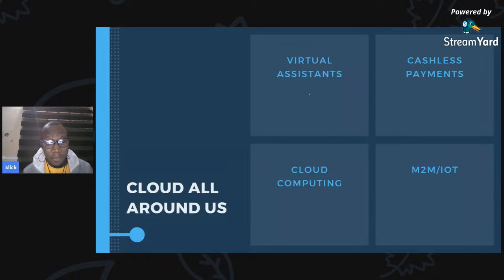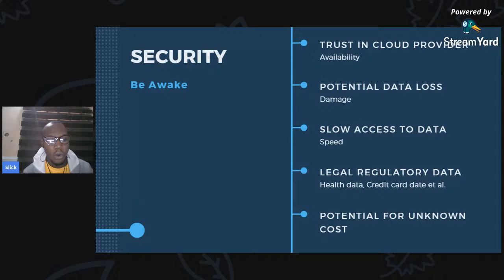So we have cashless payments, we have cloud computing itself, and we have IoT with machine learning and cloud computing, which makes it amazing. Our data is understanding machine learning and AI around us. So cloud is always around us.